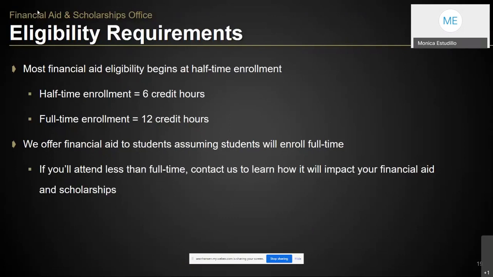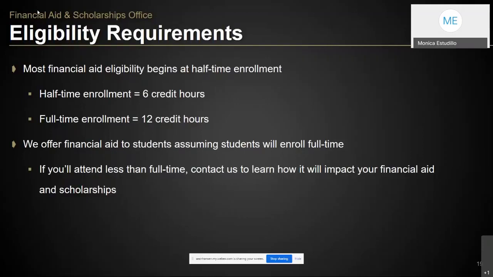But if you want to have the full amount of the grants that you're eligible for, you do need to be enrolled in 12 credit hours. And that just means full-time enrollment, full-time grants. If you are enrolled in more than 12 credit hours, the grants will not be adjusted, but we can maybe offer more of that Parent Plus loan just depending on how many more credits that you are enrolled in.